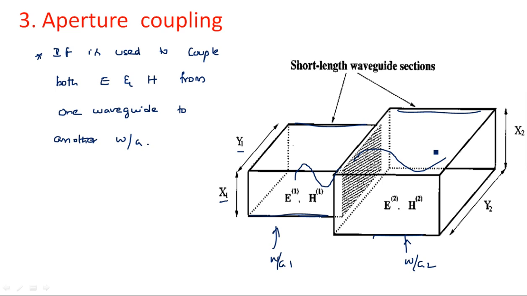Okay, so these are the different types of coupling mechanisms available in the waveguides.